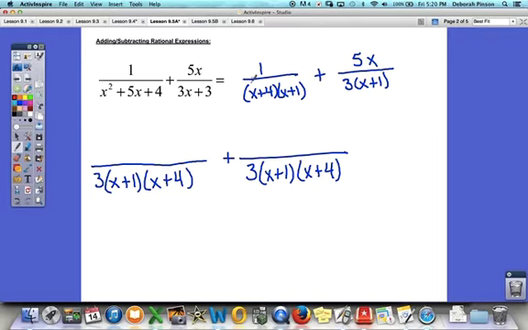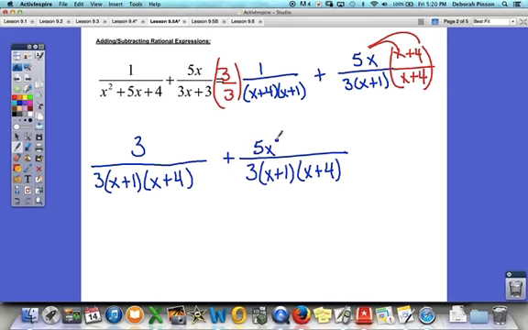Okay, so what I need to do is manipulate this first fraction to get a common denominator. So I've got the x plus 4 and x plus 1. I need the 3, so I'll get the 3 in the top here. And in my second fraction, I've got the 3 and the x plus 1. I need the x plus 4, so I'll multiply by that and distribute out my 5x. So I have 5x squared plus 20x.